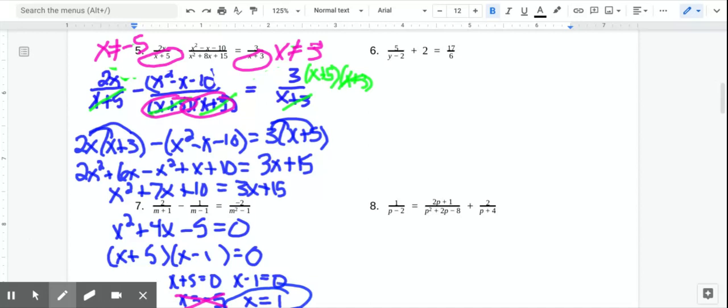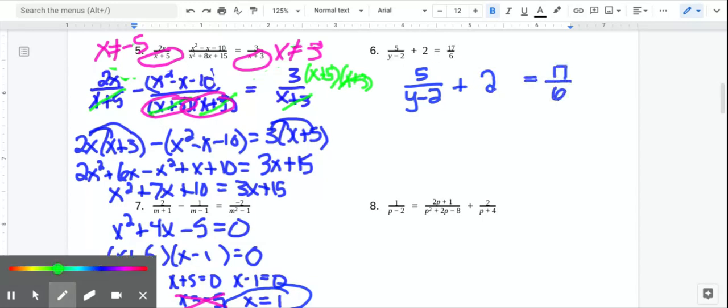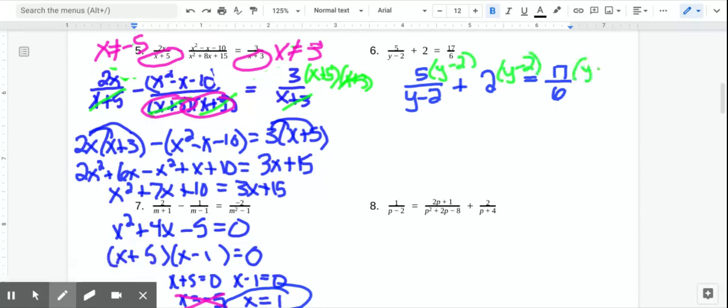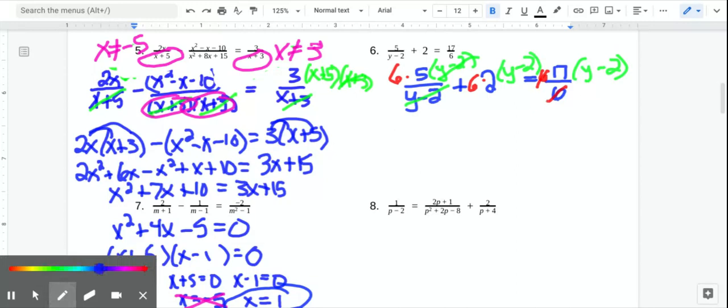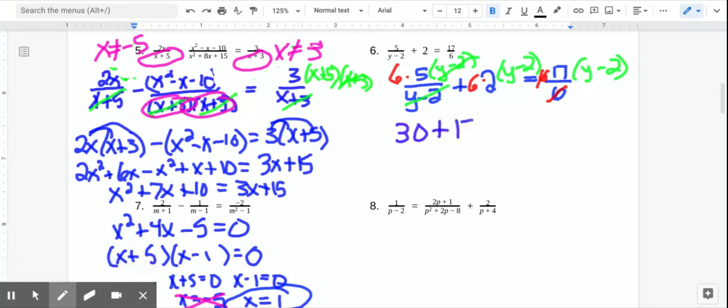All right, let's check out number 6. We have 5 over y minus 2 plus 2 equals 17 over 6. So we're going to do this the same way. I would like to get rid of that y minus 2, so I'm going to multiply everything by y minus 2. And the only other thing I have in the denominator is a 6, so I'm going to multiply everything by 6. And then those will cancel out. So let's see. Now I have 6 times 5, that's 30, plus 6 times 2, that's 12, and 17.